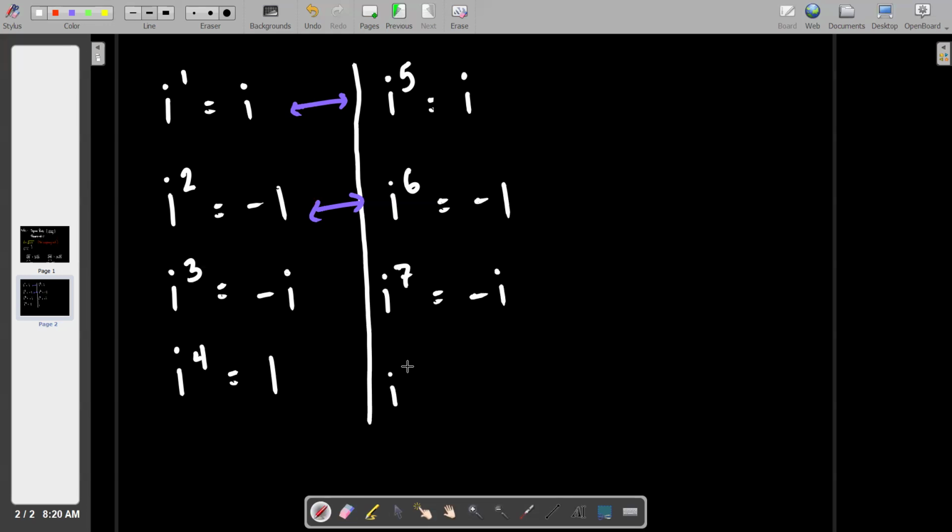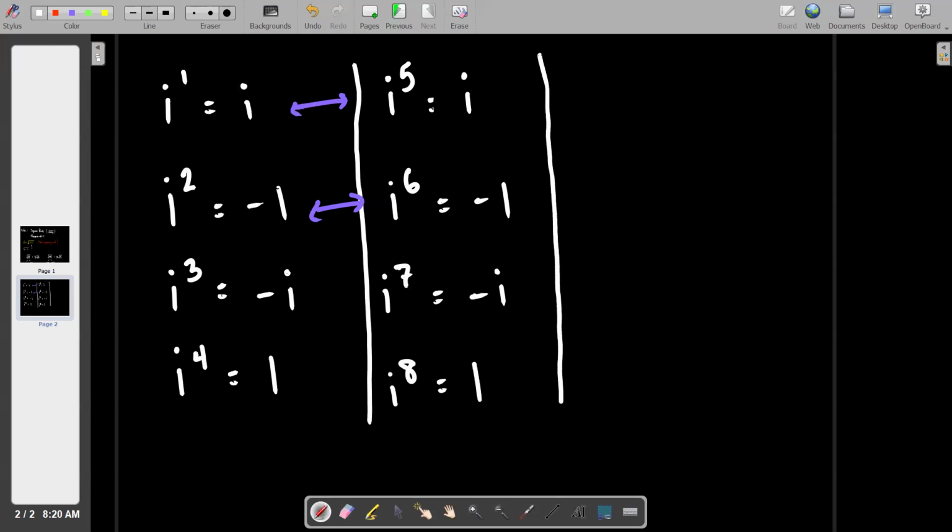And then, of course, what's i to the 8th? We know it's going to be 1. Let's just verify that. That's going to be i to the 4th, our favorite, times i to the 4th, our favorite. And what's i to the 4th? 1. What's 1 times 1? And what happens now is the pattern repeats again.